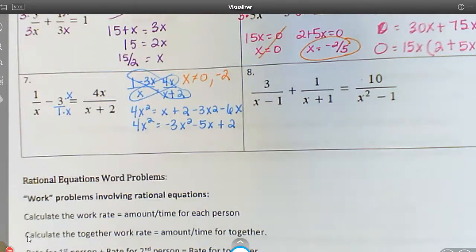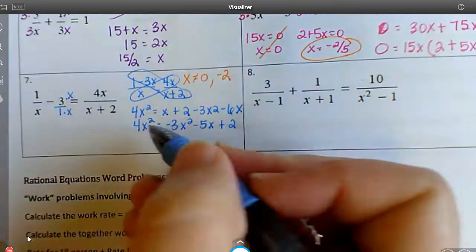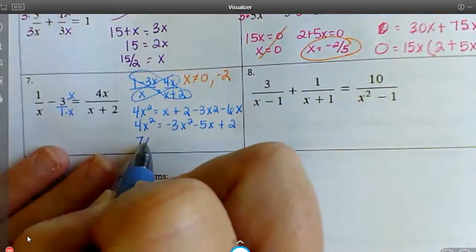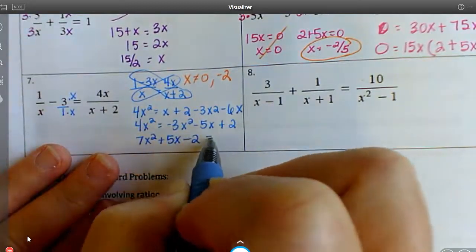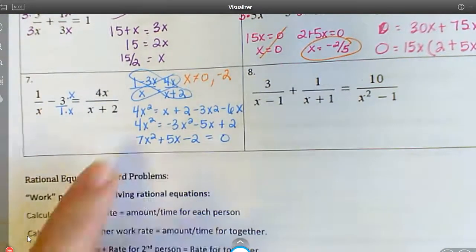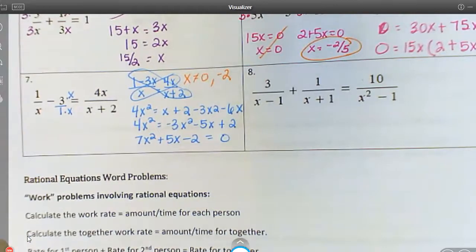Because I still have some x squareds and the x squareds don't go away, I want to put everything on one side and make it equal to 0. And actually, I want whatever's with x squared to be positive, because if it can be factored, it's easier to factor that way. So I'm going to move all of this over here with the 4, and I'm going to make it 7x squared, and then I'm going to change all of these signs. The reason I did that is to make the number with the x squared be positive, because it's easier to solve it that way.